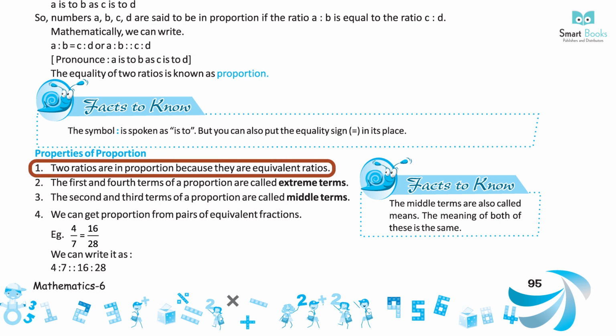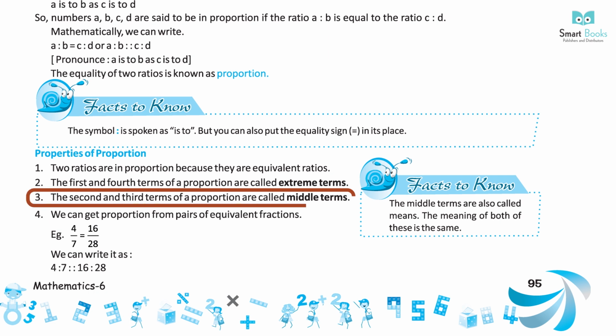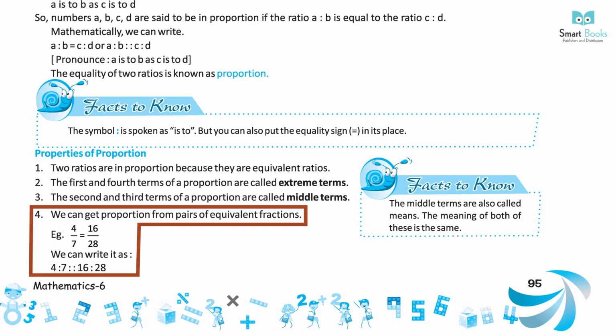Properties of proportion. 1. Two ratios are in proportion because they are equivalent ratios. 2. The first and fourth terms of a proportion are called extreme terms. 3. The second and third terms of a proportion are called middle terms. 4. We can get a proportion from pairs of equivalent fractions.